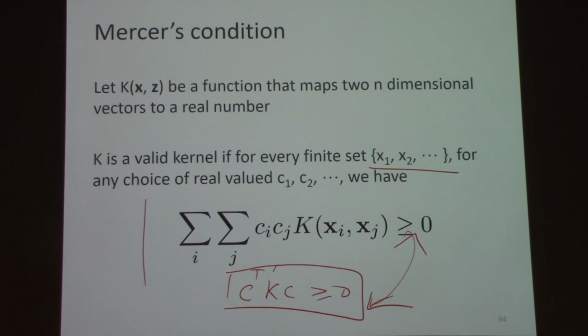Then I talked about what it means for any function to be a kernel. For a function k which takes two vectors and produces a number to be a kernel, it is equivalent to saying that Mercer's condition holds. This is a theorem that says a function k is a kernel if and only if, for any set of points x1 through xn, you construct the matrix k whose ijth element is the value of k for xi, xj, and that matrix is positive semi-definite.